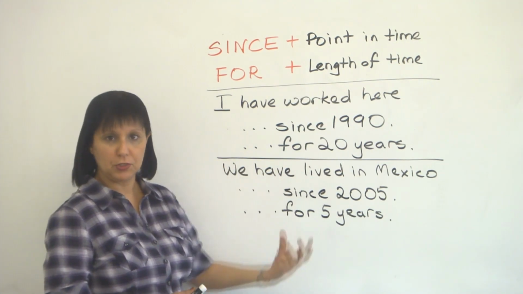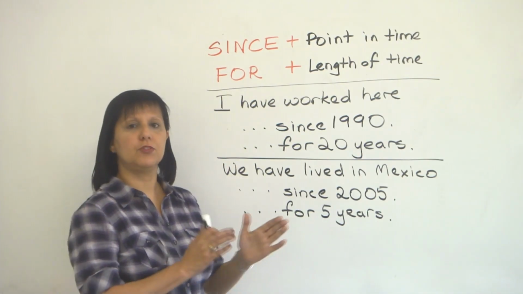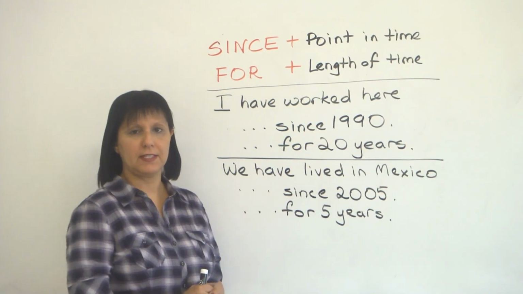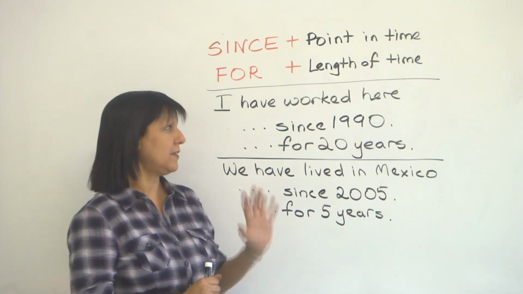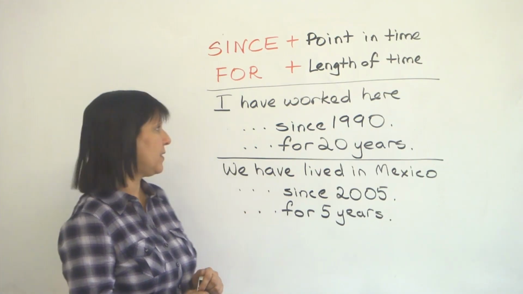the beginning of the point when something started to be true. And for you should use to describe the length of time that something was true. Now that seems very technical, so let's apply it so you understand more easily.